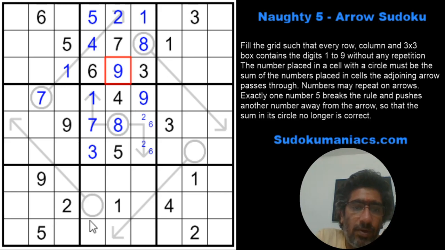So column 4, 2, 8 and 9. 2 can't be here, can't be here. So that's a 2. So this would be an 8, 9. This is a 3, 6. And I require 4, 5, 7. So that's a 4, 7. 4, 5, 7. And 4, 5, 7. Now this 4 cannot be here.